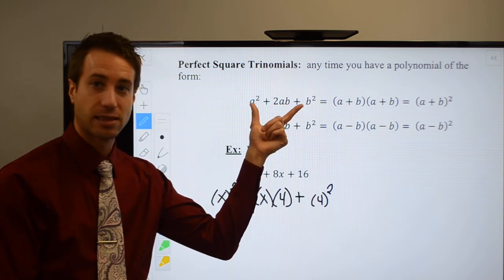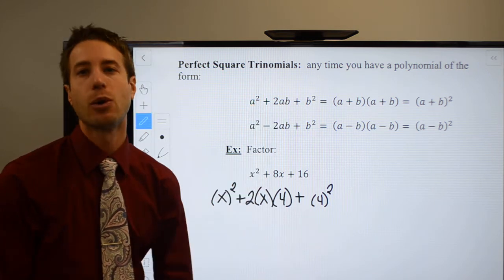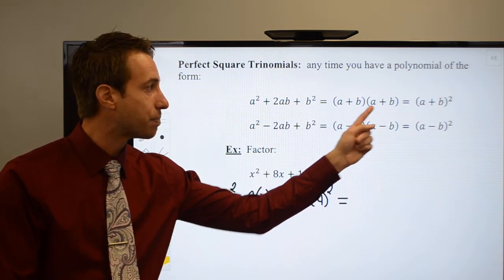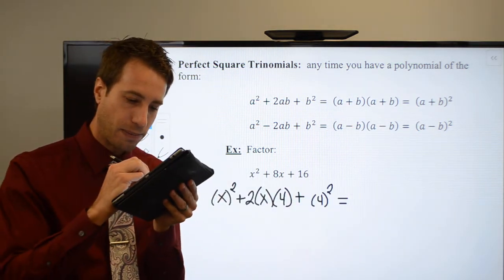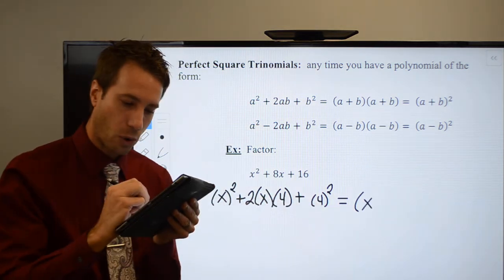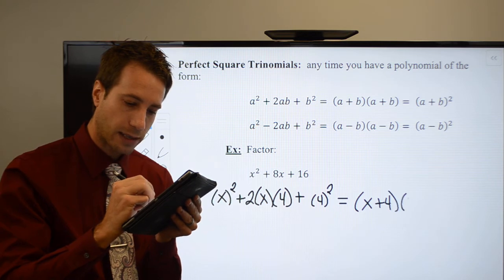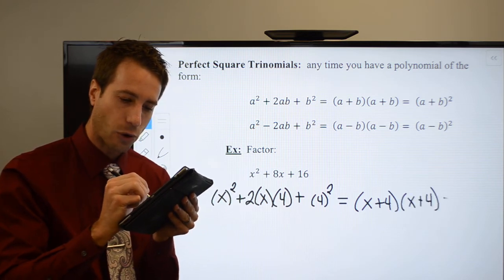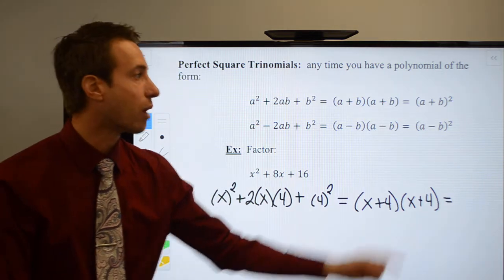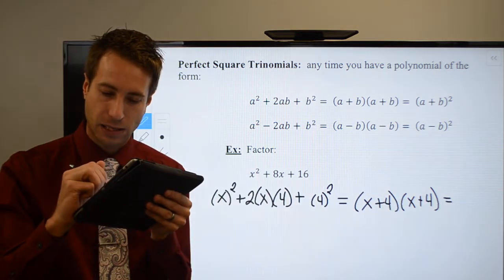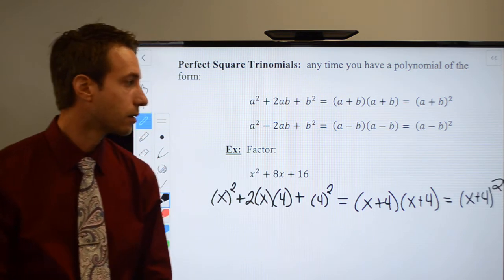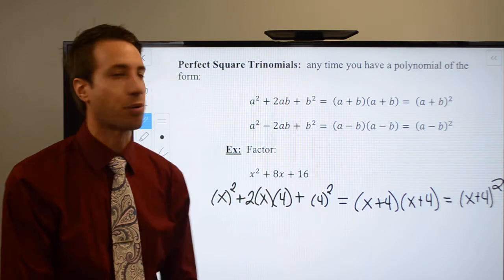It fits that formula, and so I know it's a perfect square trinomial, and all I have to do, right, is a plus b times a plus b. Well, my a is an x, my b is a 4, so I have x plus 4 times x plus 4, and of course, since those binomials are exactly the same, we prefer to write it squared, right? So it would be x plus 4 squared. All right, so that's the perfect square trinomials.